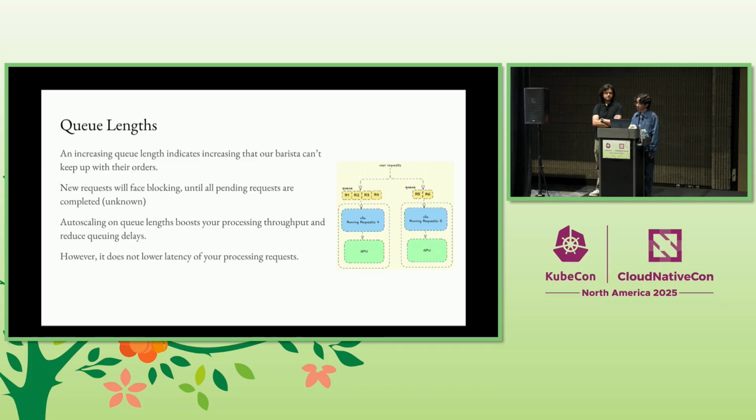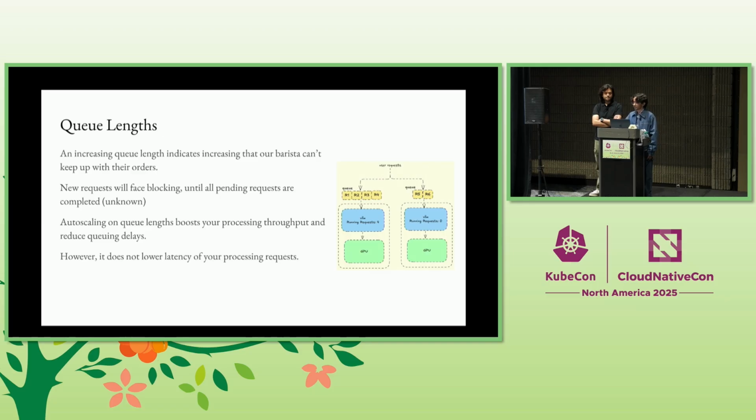However, I'd like to call out that adding a new machine does not lower latency of your processing requests that are already in flight on another machine. You can understand this as if you add a new coffee machine, your speed of the first one is not going to go up. So you can't increase your inter-token latency, for example.